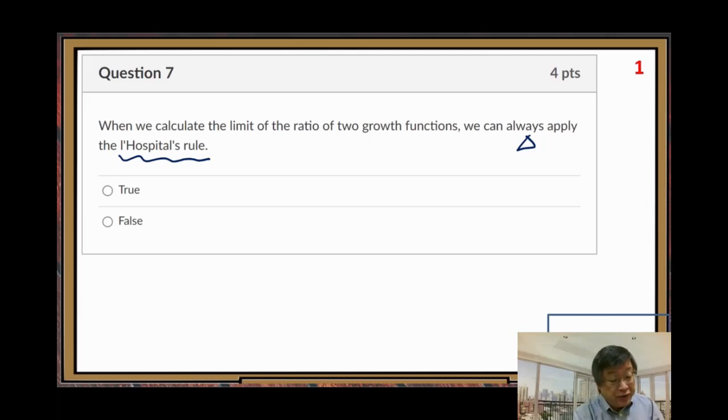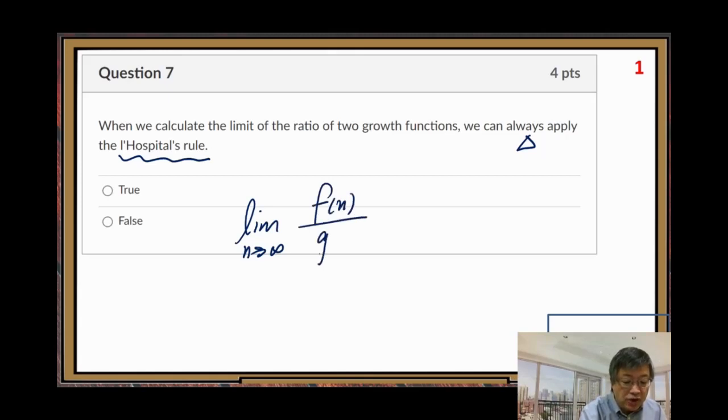Here, let us use a formula to represent this L'Hôpital rule in a simple way. So when we take a limit of the ratio of two growth functions, f of n and g of n, in calculus 2, there is a very powerful rule we can use. It is called the L'Hôpital rule. That rule gives us a powerful tool we can apply.